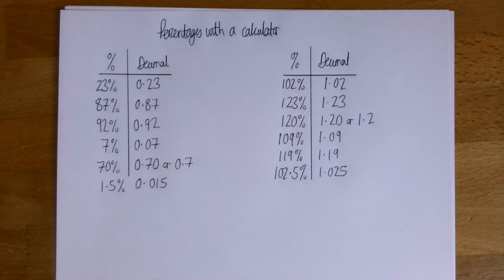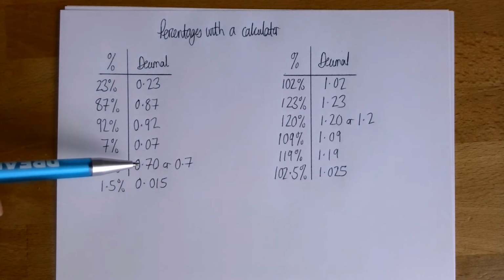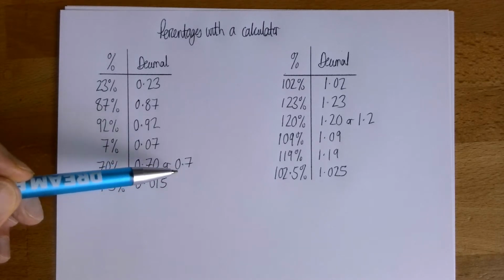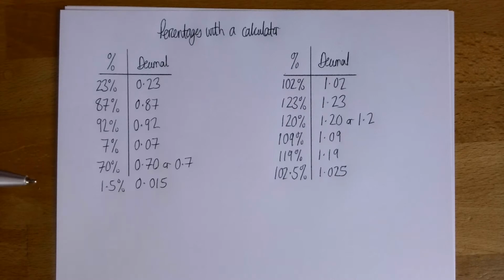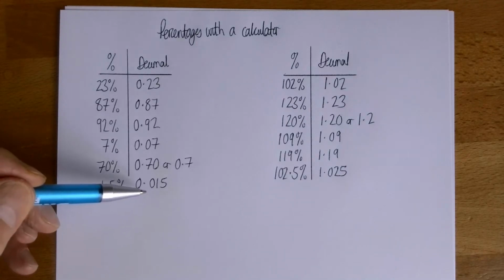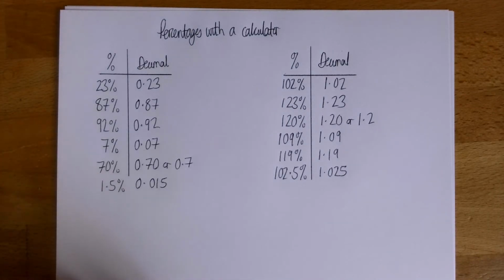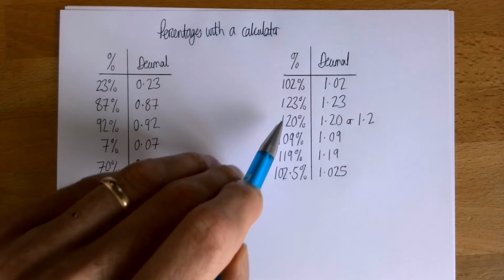Okay, here are the answers. So I wonder how you wrote 70%. Did you write it as 0.70 or 0.7? Both are correct. We don't need the extra zero, but if it helps you, that's fine. Only one decimal point in this one, so it's not 0.01.5. It's just that.